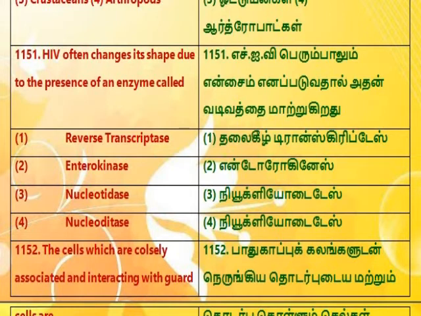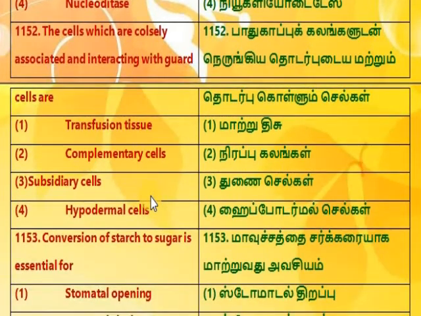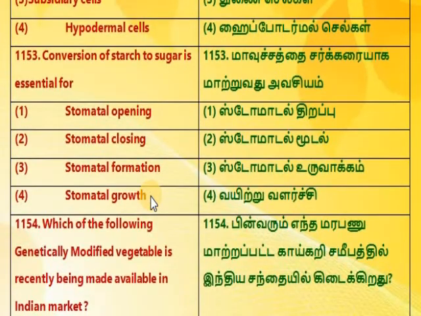1151 HIV often changes its shape due to the presence of an enzyme called 1. Reverse transcriptase, 2. Enterokinase, 3. Nucleotidase, 4. Nucleotidatase. 1152 The cells which are closely associated and interacting with guard cells are 1. Transfusion tissue, 2. Complementary cells, 3. Subsidiary cells, 4. Hypodermal cells. 1153 Conversion of starch to sugar is essential for 1. Stomatal opening, 2. Stomatal closing, 3. Stomatal formation, 4. Stomatal growth.